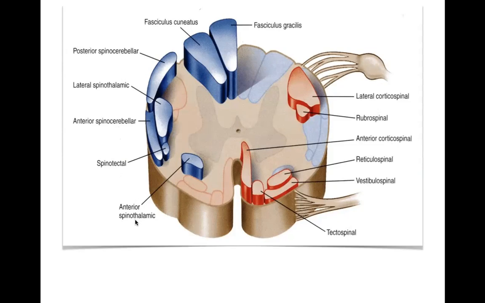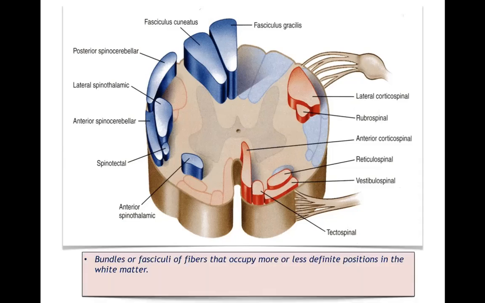Now, what about the descending tracts? They are shown in red in the 3D representation. This would include the lateral corticospinal tract, the rubrospinal tract, anterior corticospinal tract, reticulospinal tract, vestibulospinal tract, and tectospinal tract. So for today, we are simply going to enumerate these different tracts without regard for their function, because, like I said again, we shall be discussing their function extensively in the coming days.